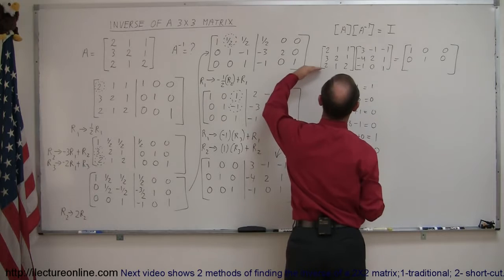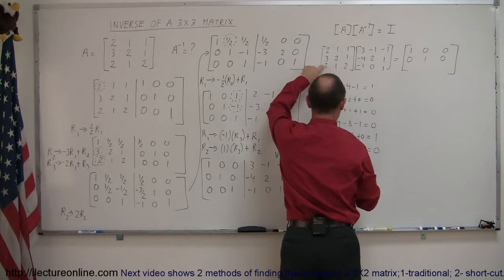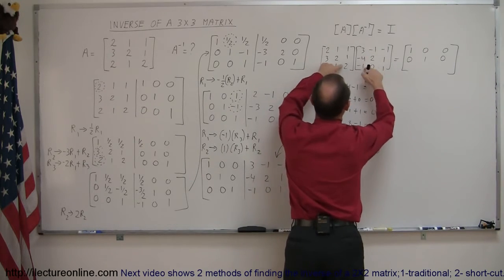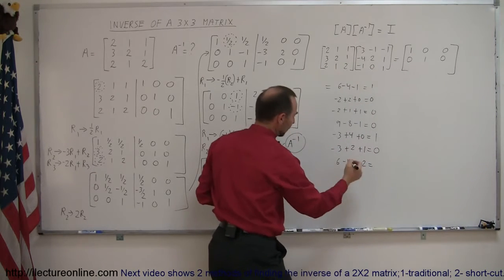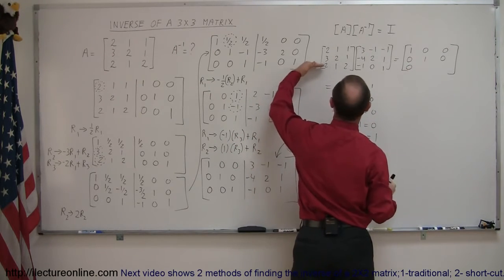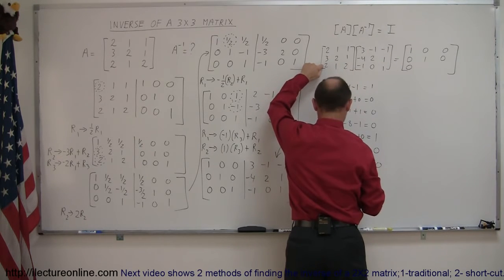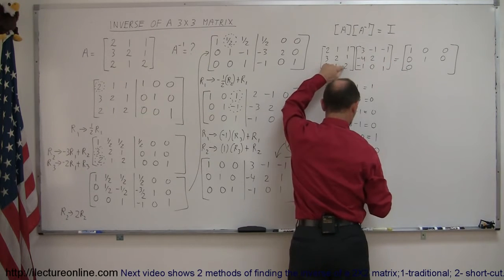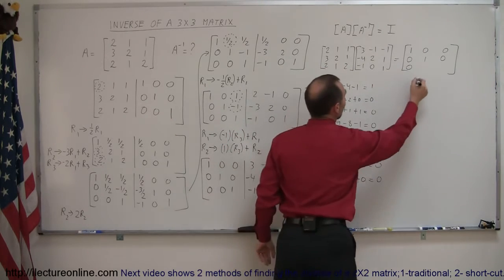To get this element, we're going to multiply this row with this column. So it's 2 times 3, which is 6, 1 times negative 4, and 2 times negative 1. That's negative 2, which is, when you add them together, sure enough, that's 0, which is what we wanted. Okay, now to get this element right here, we're going to multiply this row by this column right here. So it's 2 times negative 1, 1 times 2, and 2 times 0. So you can see that's negative 2 plus 2, that is 0, so we get a 0 there.